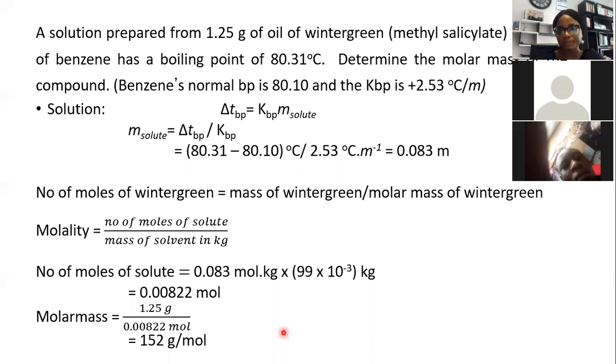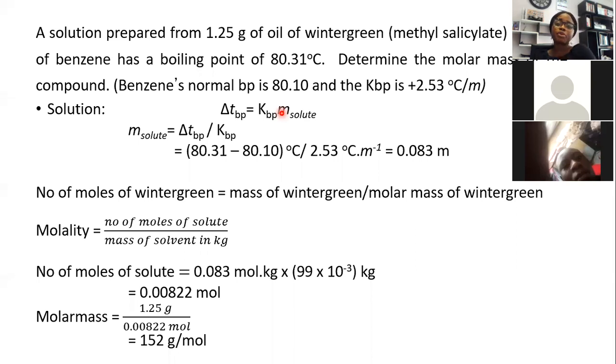Now, benzene's normal boiling point is 80.10, and the constant, that's the boiling point elevation constant, is plus 2.53 degrees Celsius per molar. So we know the equation for calculating the boiling point elevation. So this is change in temperature of the boiling point is equal to the boiling point elevation constant multiplied by the molality of the solute.